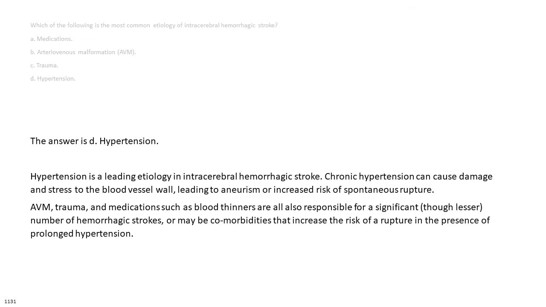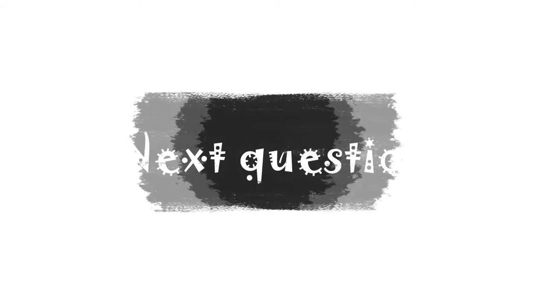The answer is D. Hypertension. Hypertension is a leading etiology in intracerebral hemorrhagic stroke. Chronic hypertension can cause damage and stress to the blood vessel wall, leading to aneurysm or increased risk of spontaneous rupture. AVM, trauma, and medications such as blood thinners are all also responsible for a significant, though lesser, number of hemorrhagic strokes, or may be comorbidities that increase the risk of a rupture in the presence of prolonged hypertension.